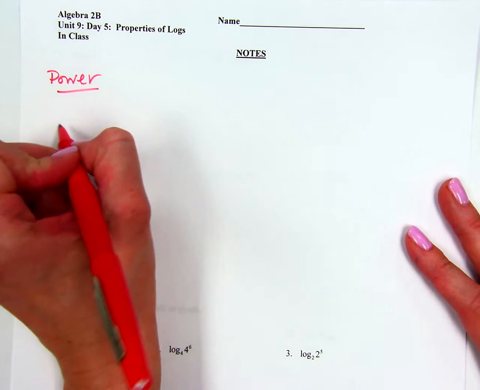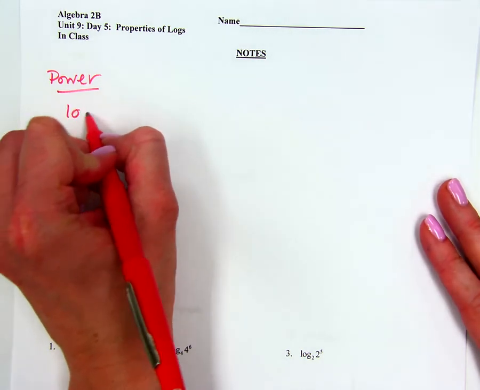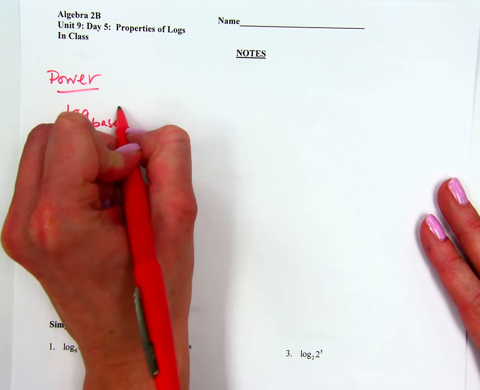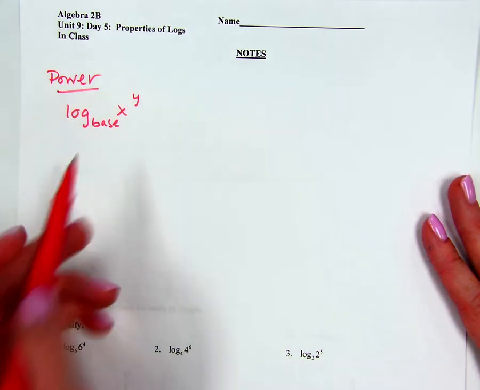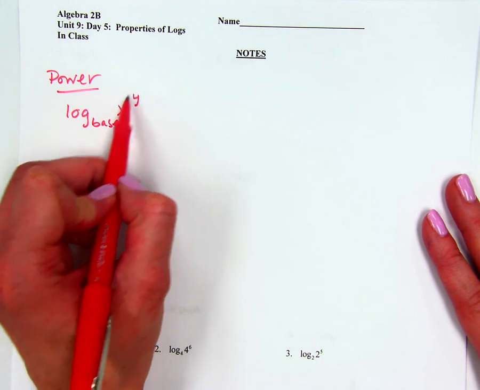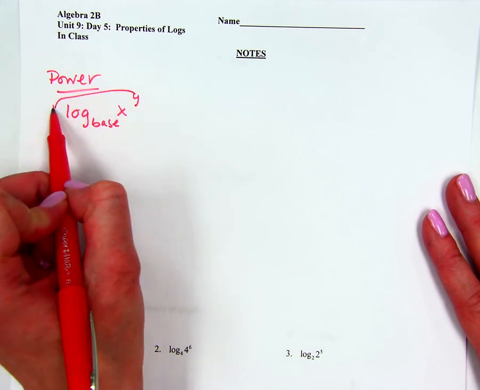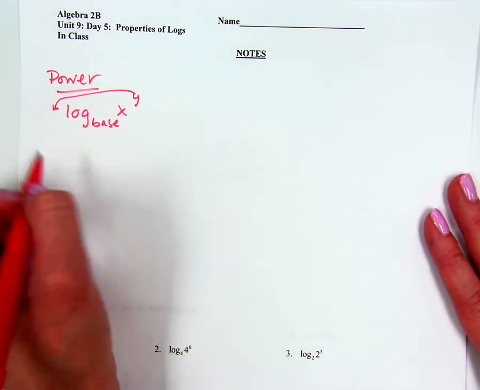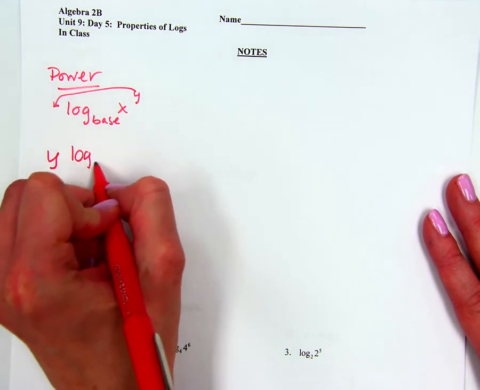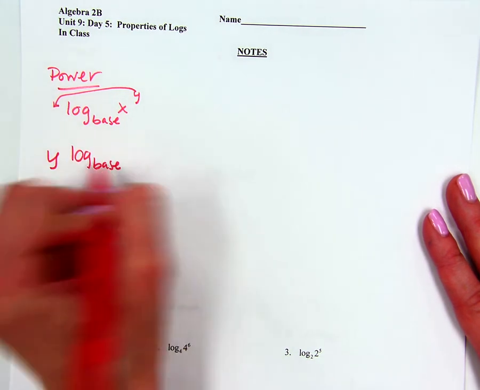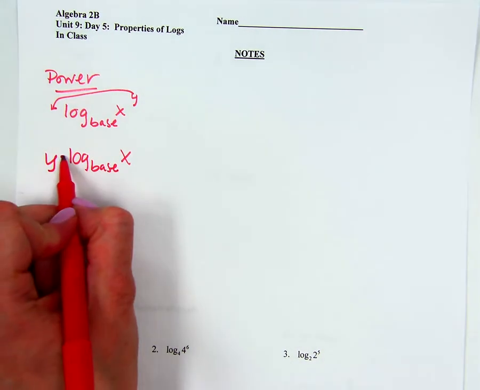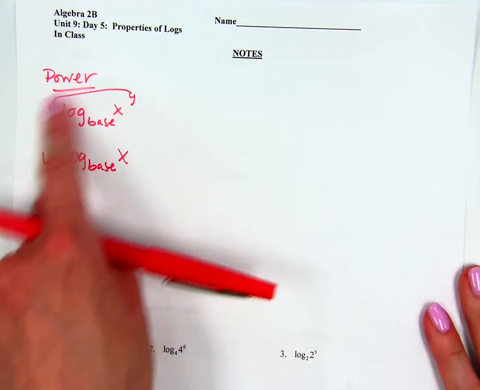So if we have our equation, log base x with our exponent y here, this is just a reminder that if we have this exponent up here, we can bring it around to the front so that it's y log, put our base down here, and x. So that's just a review of what we did yesterday. This is like multiplication, so you're bringing your exponent out into the front.